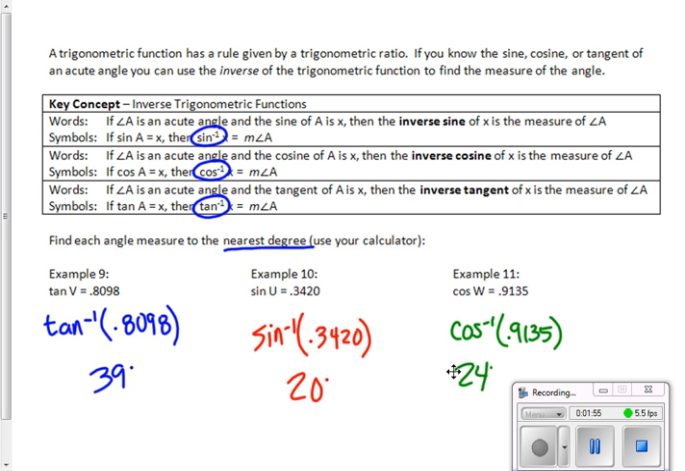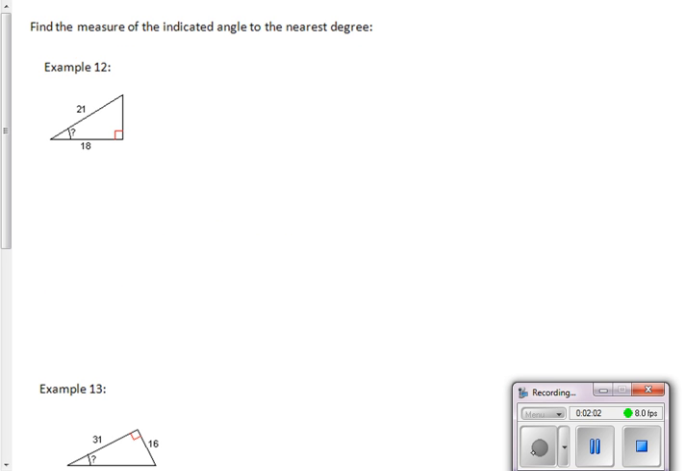So now you have an idea of the inverse function on the calculator for sine, cosine, and tangent. Here's the approach you're going to take to figure out the interior degree where that question mark is. You need to find the measure of the indicated angle to the nearest degree. So you need to determine: do you need to use sine, cosine, or tangent? A couple times, you might be able to use more than one, sine or cosine, or tangent or sine. But you need to determine what's going to work best to find that given angle.